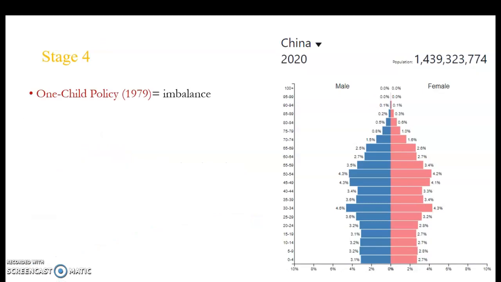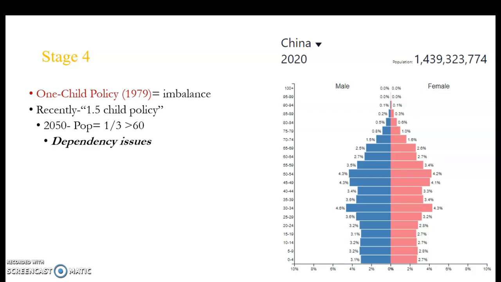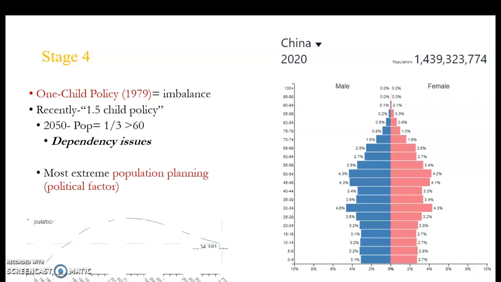China is another stage 4 country. You'll notice how imbalanced this pyramid is because of the political policy known as the one-child policy. Recently, they've loosened that policy because the population was contracting at the base and aging. So China recognized that this policy worked. It was an extreme policy for planning. This aggressive form of population planning worked in terms of numbers by reducing China's current population by an estimated 300 million people. But again, it wasn't without consequences.